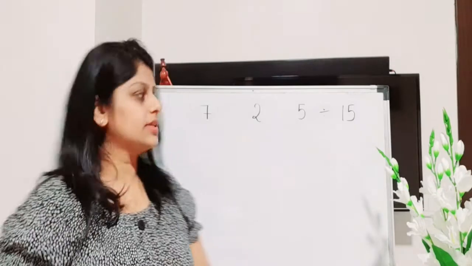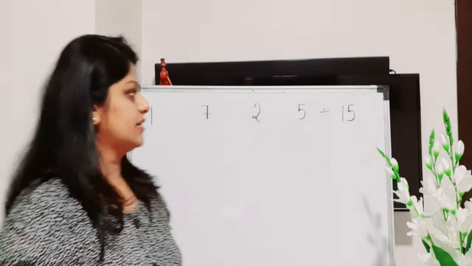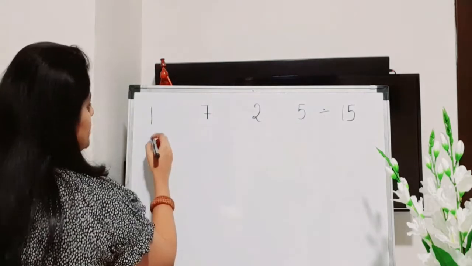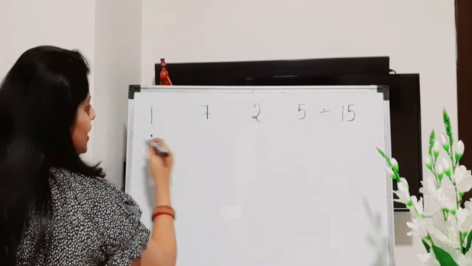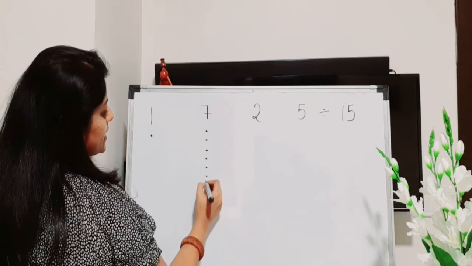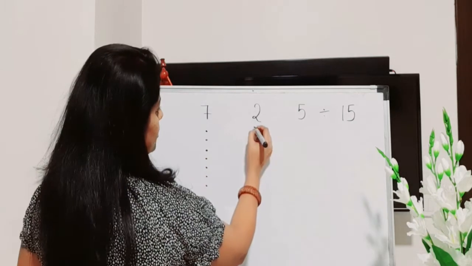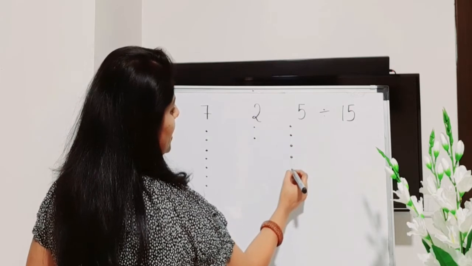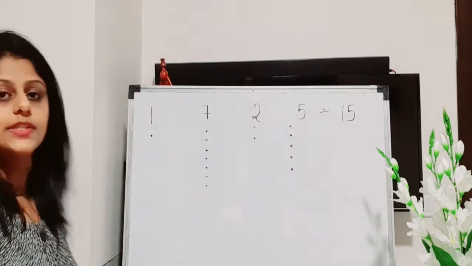The next question is 1725 divided by number 15. The first step is to draw the number of dots. So 1 in this column and 7 in this: 1, 2, 3, 4, 5, 6 and 7. In this we'll draw 2 dots, and in this we'll have 5: 1, 2, 3, 4 and 5. Okay, so the first step is over.